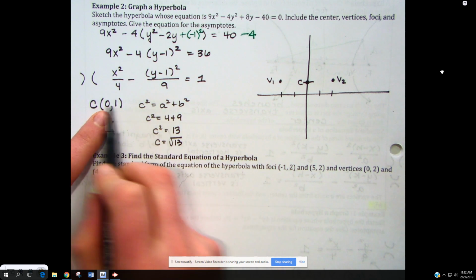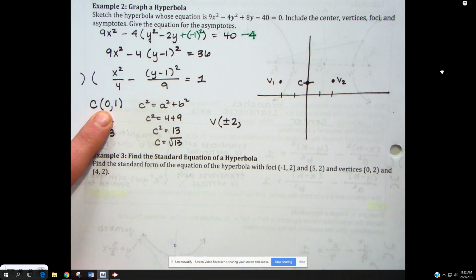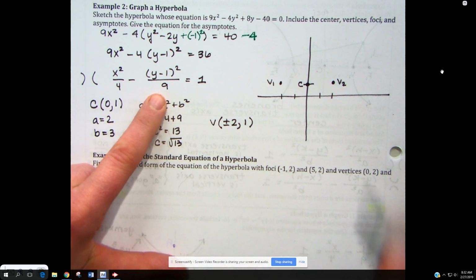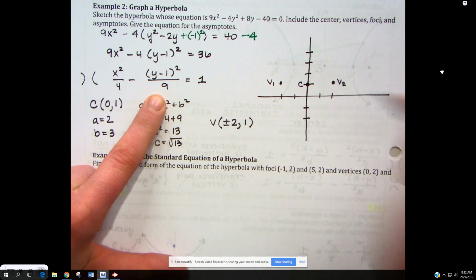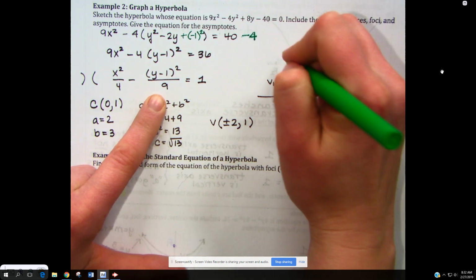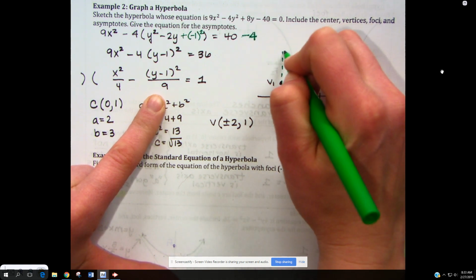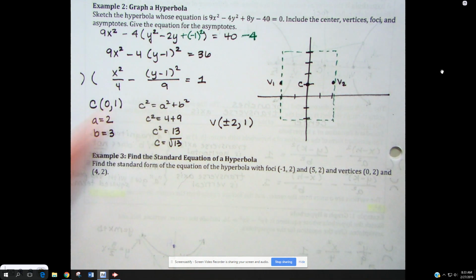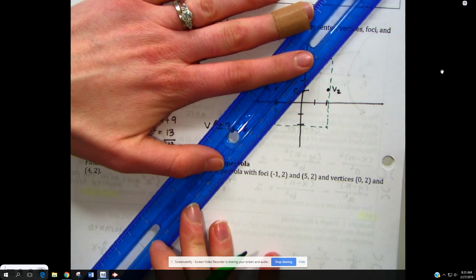And if they were centered at 0, 1, then I've moved right and left. So my vertices are at plus or minus 2, right? 0 plus 2, 0 minus 2, and they have to be aligned at the y level. And what's next? My B is 3, so I'm going to go up 1, 2, 3, down 1, 2, 3, and that's going to allow me to sketch in that rectangle that, again, is not necessarily part of the hyperbola, but it's really useful for trying to get an idea of the shape. I use my rectangle to draw my asymptotes.